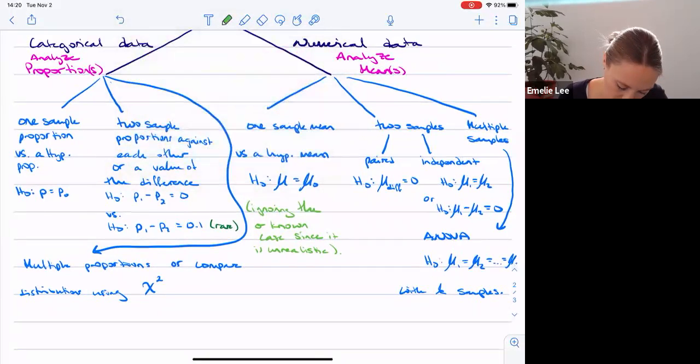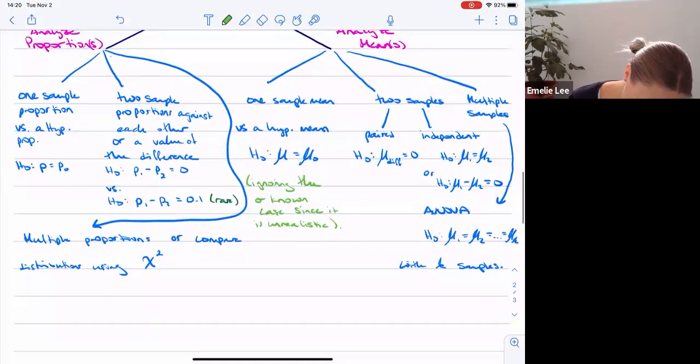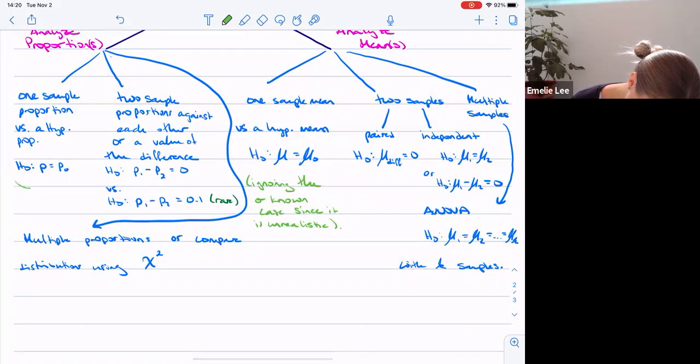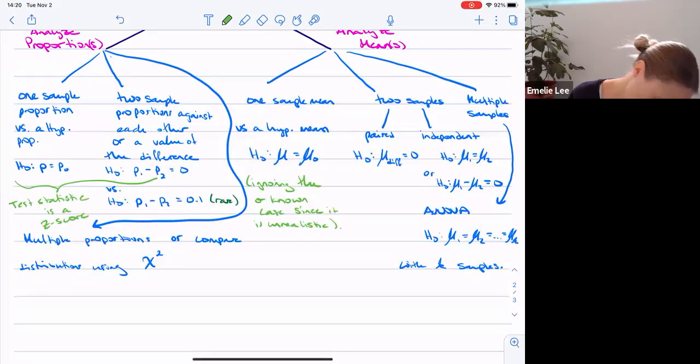So here, the test statistic is a Z-score. How you get that Z-score changes. It depends on the scenario. Do you have one sample? Do you have two samples?